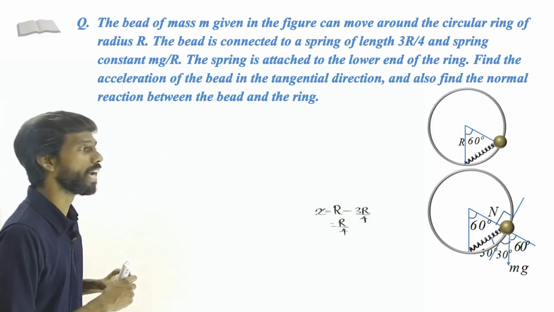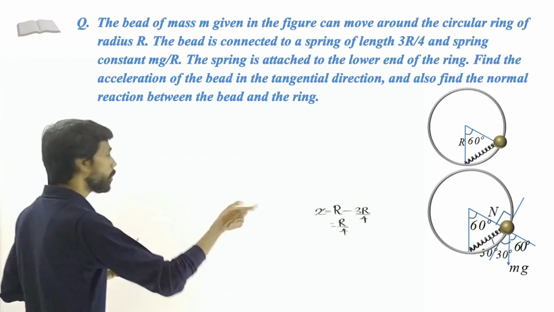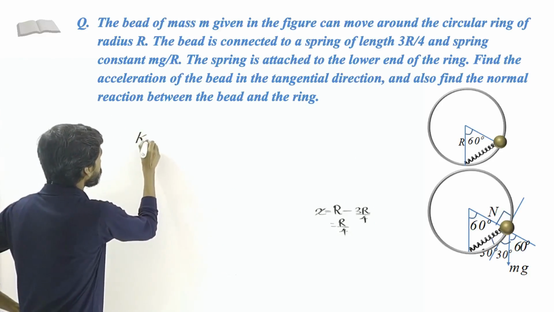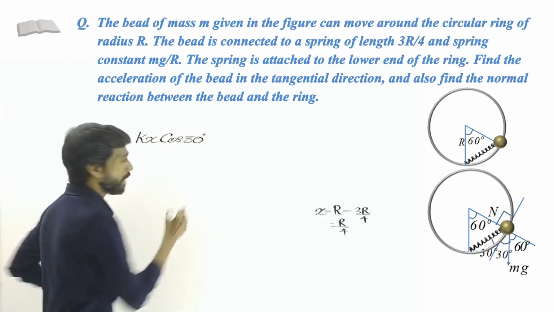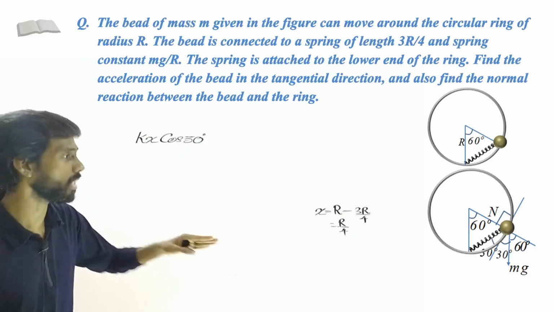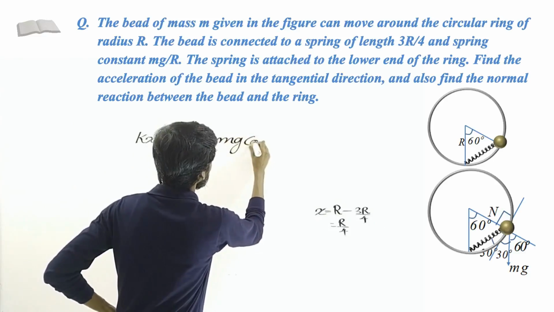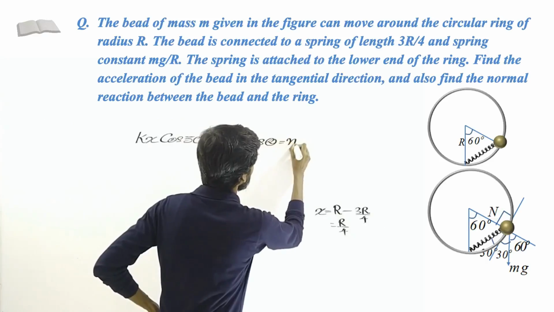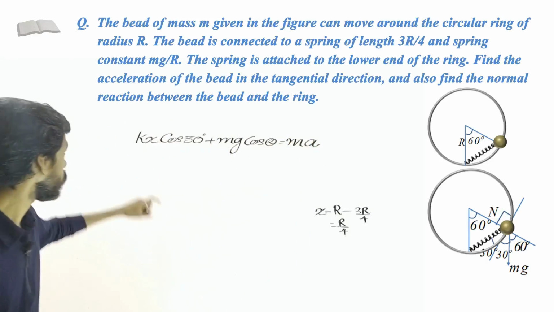So the total force acting on this bead in the tangential direction is due to the spring force, kx cos 30, and also the component of mg, so plus mg cos 30. This is the total force in the tangential direction, so that must be equal to mass times the acceleration. Okay, so that's it. Substitute all the values that we know, so we can get the answer.